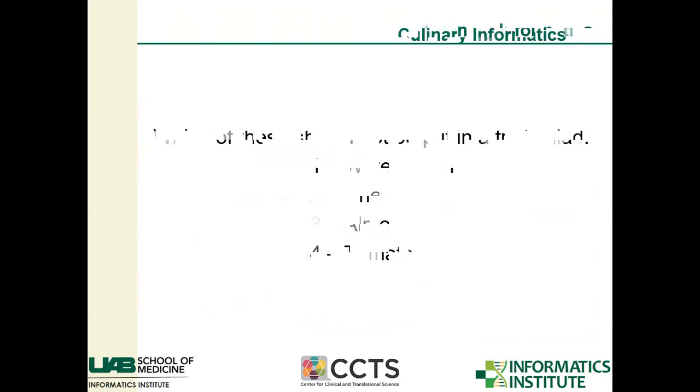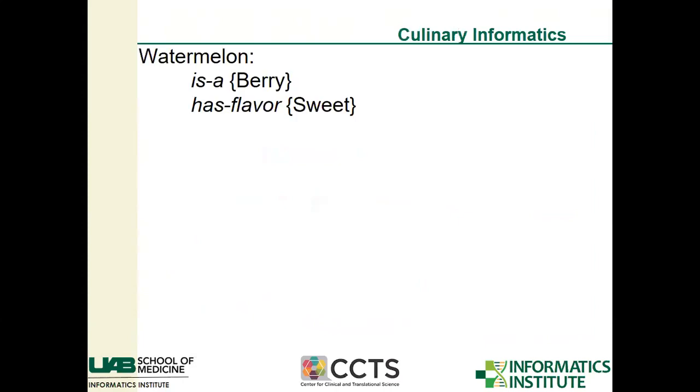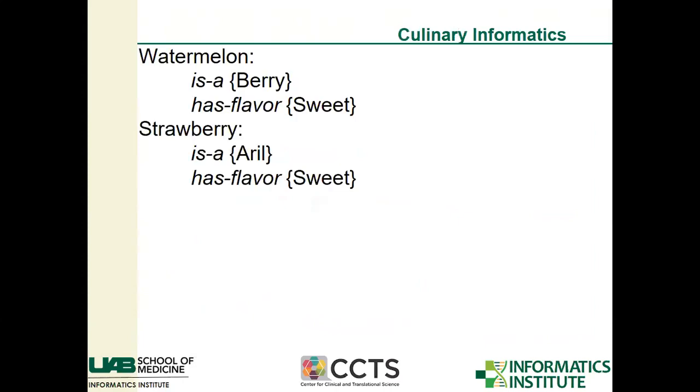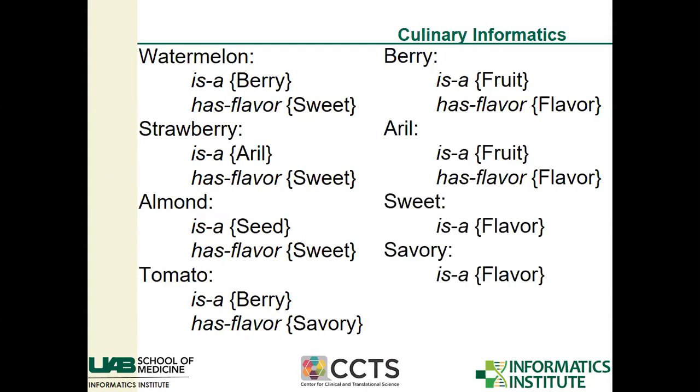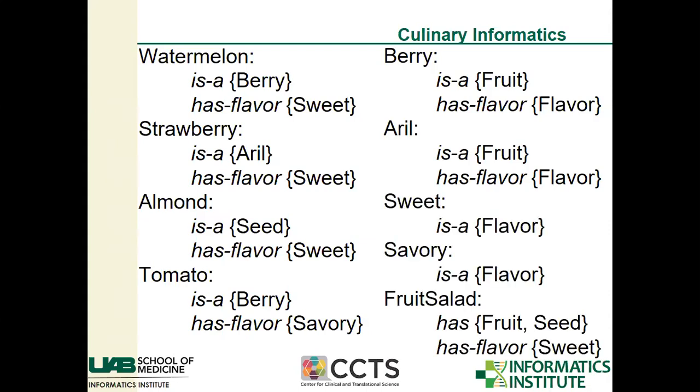So it turns out what's more important for a fruit salad is not whether something is a fruit, but its flavor profile. So when you start representing this very simple information, you start to create relationships between concepts, between objects and attributes of those objects. So a watermelon is a berry, it is sweet. So if you get down to tomato, tomato is a berry, but it's not sweet, it is savory. An almond, while it is not a fruit, it is sweet. And then you transition from individual objects like strawberries, almonds, and tomatoes to the concepts that represent those berries, sweet, savory, and then the concept of a fruit salad.